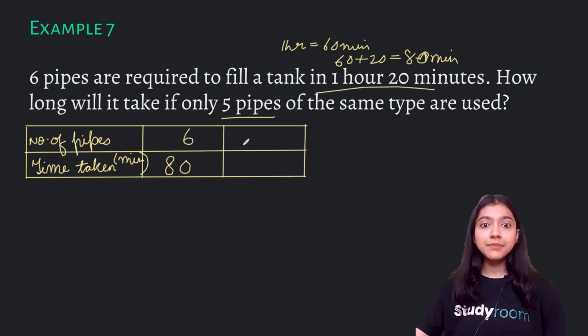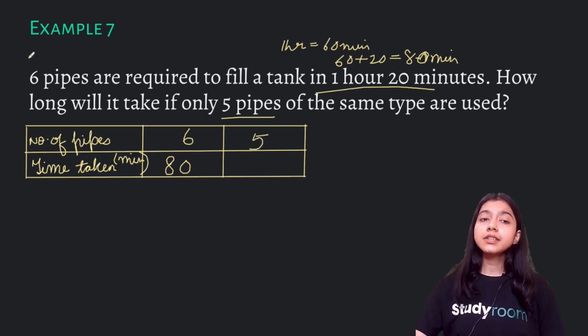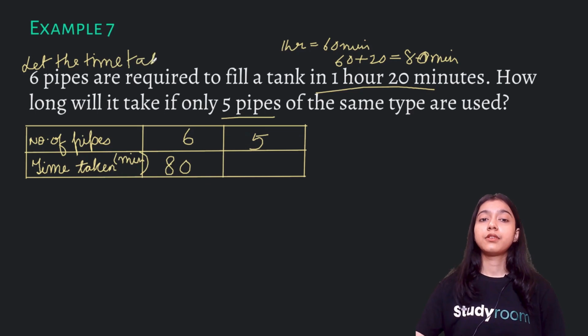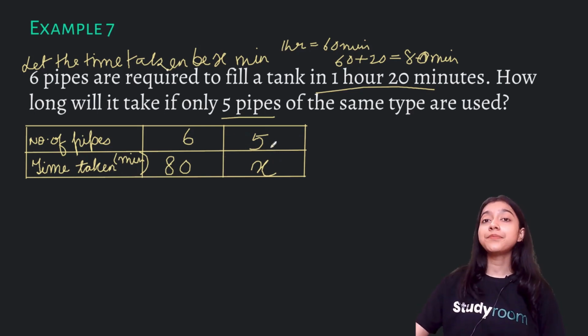Now the number of pipes that I have is 5 and I have to calculate the time. So let the time taken be x minutes. So I have over here x minutes. What will I fill in this box? X. X is the time taken to fill the tank when I am using 5 pipes.